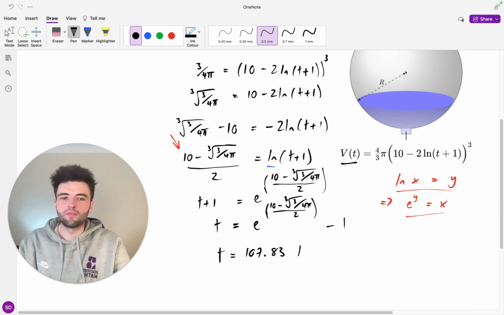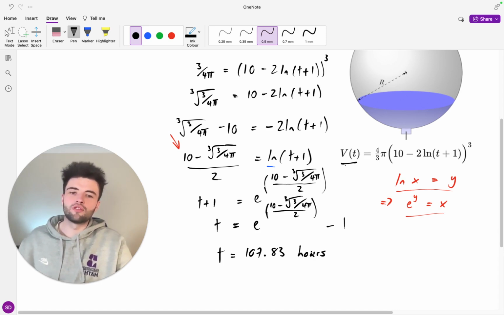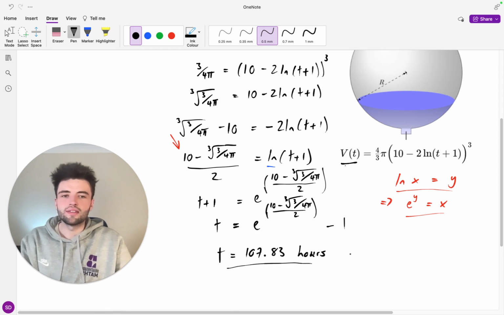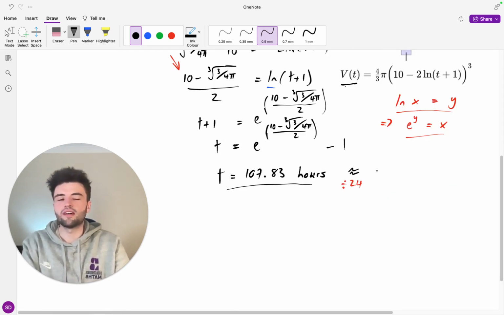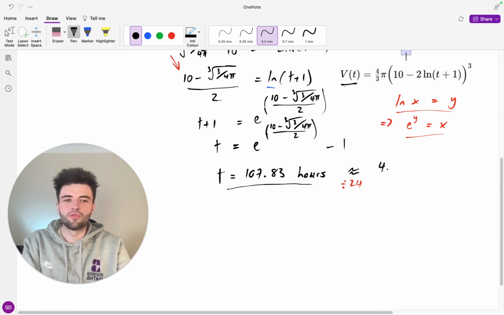107.83, and we've got to remember this is a value in hours, because our original function t is measured in hours, or our input for our function v at t is hours, I should say. So now we just got to convert this into days, and so by just dividing across by 24, because there's 24 hours in each day, we're going to get out a value of 4.49 days, or roughly 4.5 days for the tank to be essentially empty in this question. And so that is going to be it for this video.